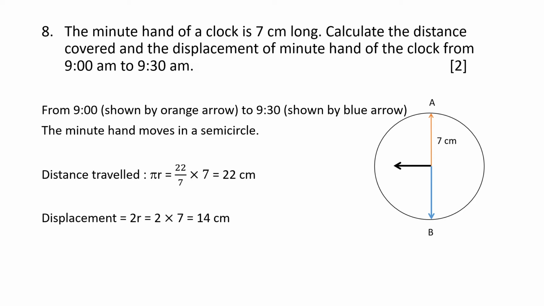So what you can see, the distance traveled from A to B. The minute hand is moving from here in a semicircular motion up to B.